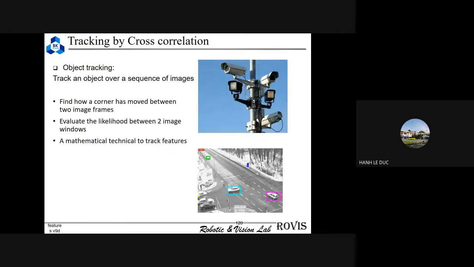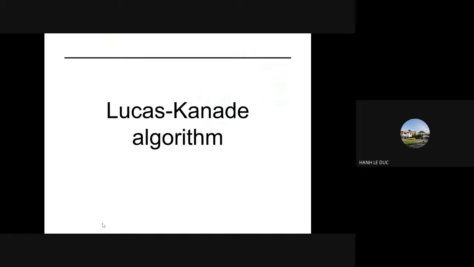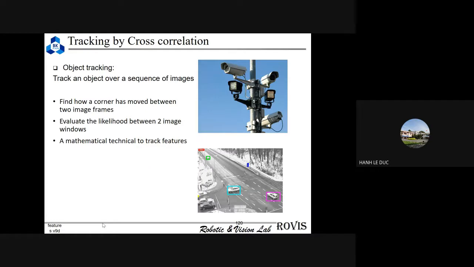The next one is tracking, motion tracking, or object tracking. So what is object tracking? We will apply the algorithm called the Lucas-Kanade algorithm. Let's see an example. This is the image, and I want to track, for example, this car. If I want to track this car, I will draw a rectangle surrounding it like this.